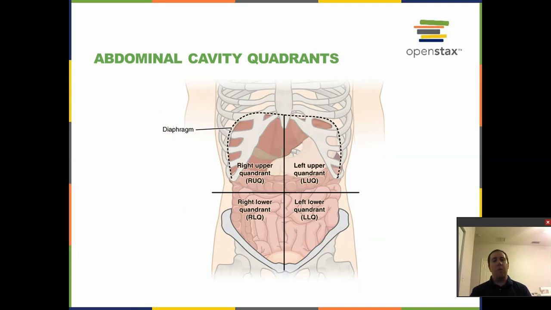Next, we have the abdominal cavity. So this is everything from your diaphragm, which is the base of your... I'm trying to show you my diaphragm, but you can't see it right now. So that's the base of your lungs down to your pelvis. And we break it up into quadrants. That's what you're seeing here. Quadrants, we have 4 parts.